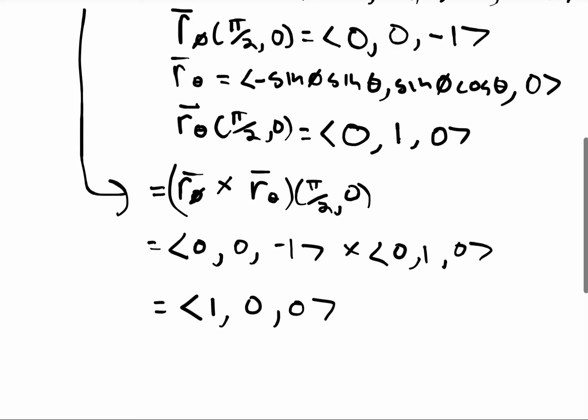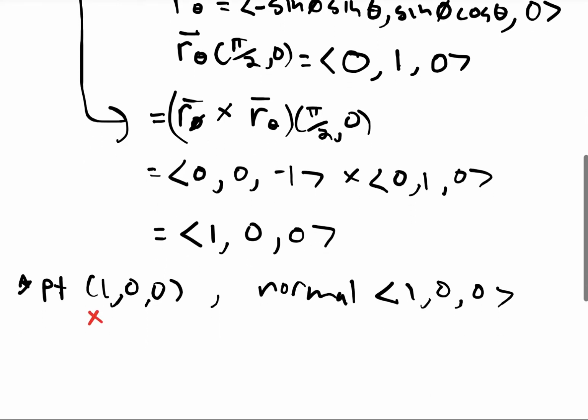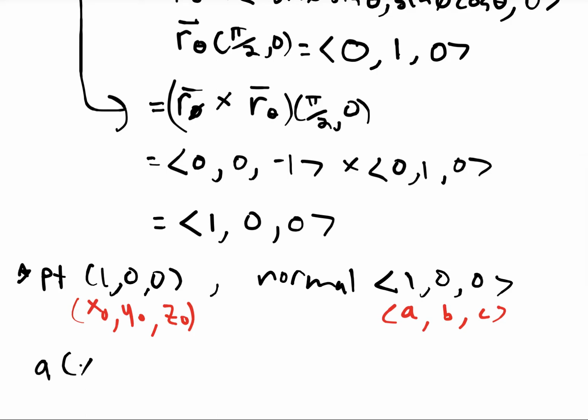Now, when I go to actually use the information that we've got, we've said that we have this point on my plane, 1, 0, 0. We've said that we've got this normal for my plane that is 1, 0, 0. Again, what these are going to correspond to are my x naught, y naught, and z naught, and for my normal vector, my a, b, and c. I just need to shove these guys into the plane equation. So again, my plane equation looks a lot like this guy right here.